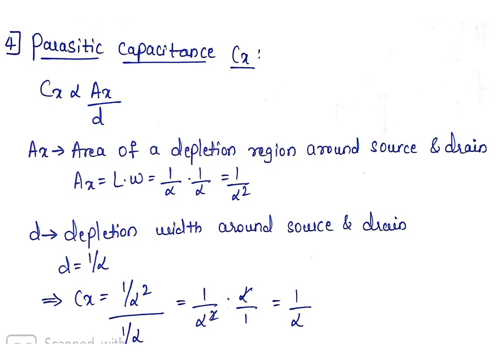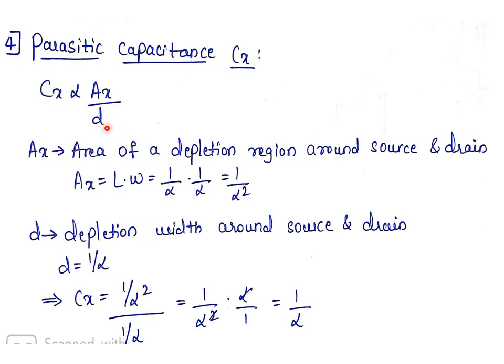So coming to the fourth one, that is parasitic capacitance Cx. It is proportional to Ax by d. Now what does Ax mean? It's the area of a depletion region around source and drain. So how do we represent this area? Again in terms of length and width, isn't it? So length and width both are scaled by factors of 1 by alpha and 1 by alpha. So totally the area of a depletion region is scaled by a 1 by alpha square factor.